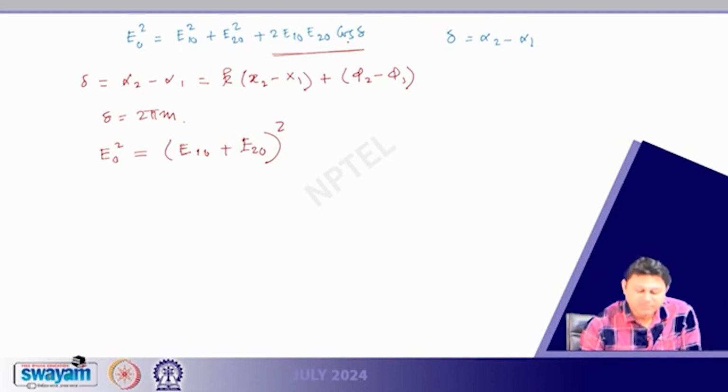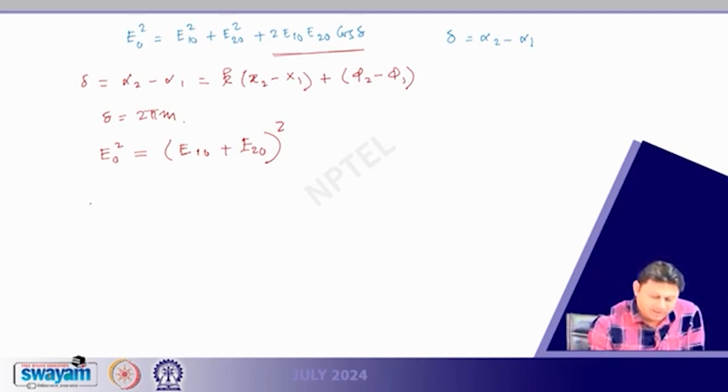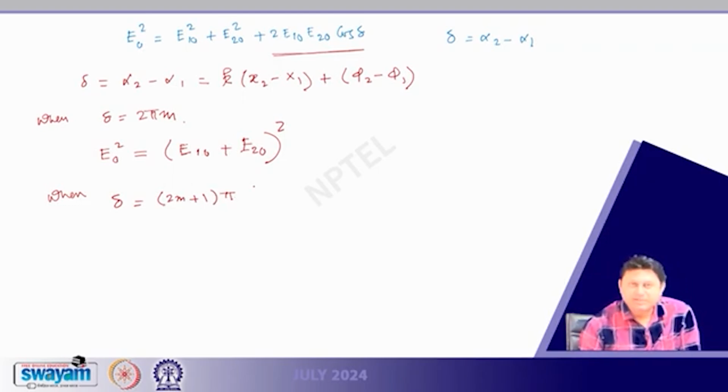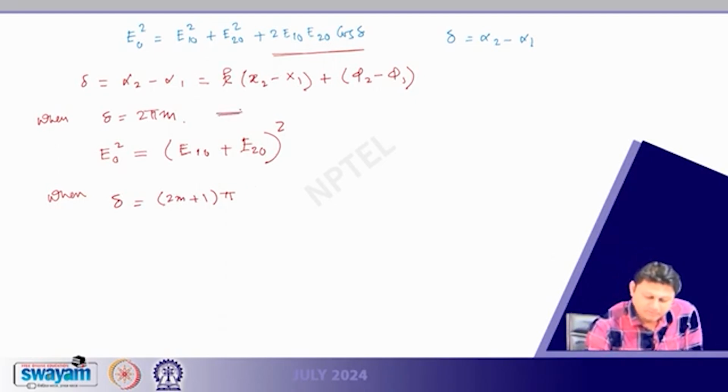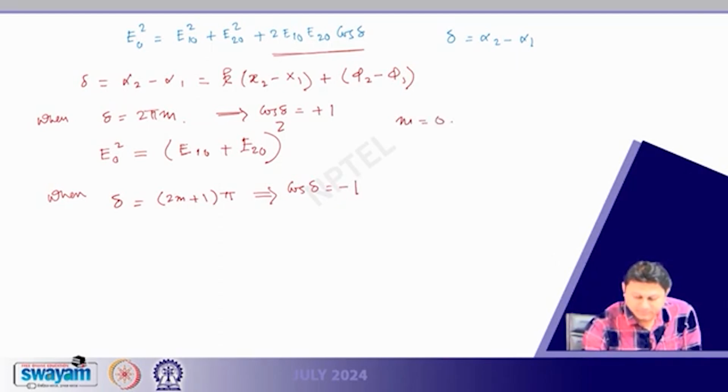So that means it is essentially (E10 + E20) whole square of that. On the other hand, when delta is equal to 2 pi n, or when delta is equal to say (2m + 1) pi, then what happened? This term cos delta will have plus 1 value in the first case, and in the second case the cos delta will have minus 1 value. M here is an integer: 0, 1, 2, and so on.